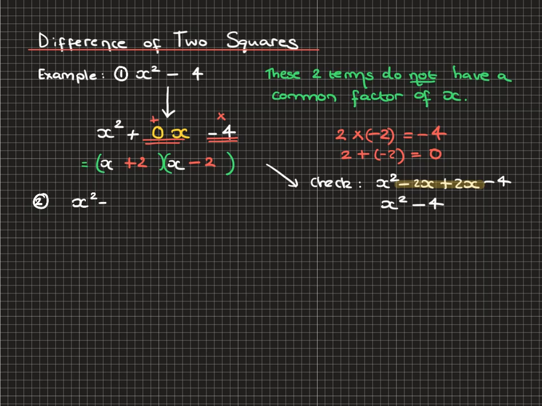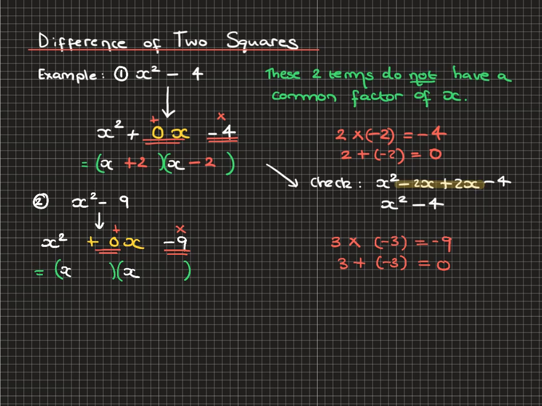X squared minus 9. So again, you may wish to rewrite this as x squared, and then in the centre, plus 0x, or you could have minus 0x if you wanted, it doesn't make any difference. You still got 0x, and then minus 9 at the end. So what are our brackets going to look like? Well, they have to start with x, and we then need to find two numbers that multiply together to create negative 9, but add together to create 0. So again, what's the only combination that will do that? 3 and negative 3.